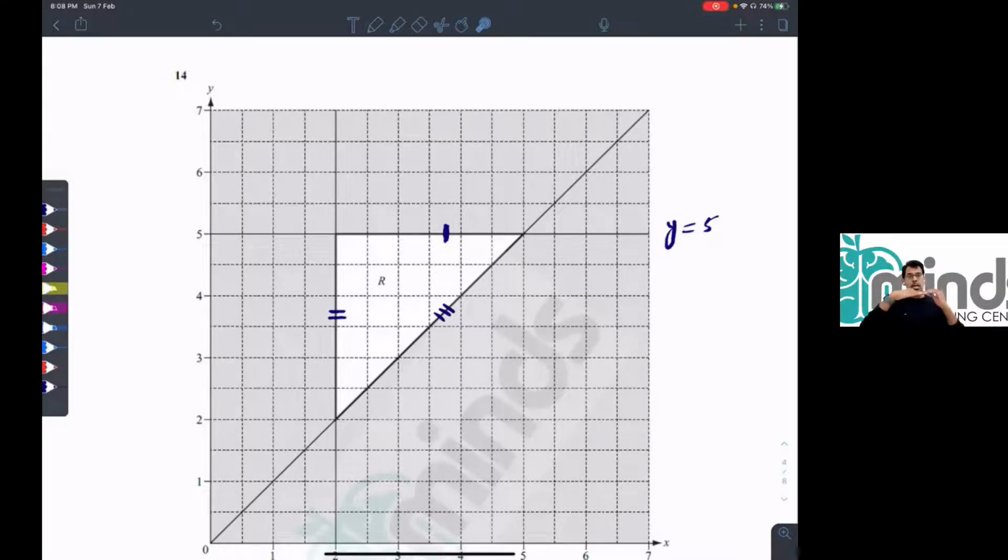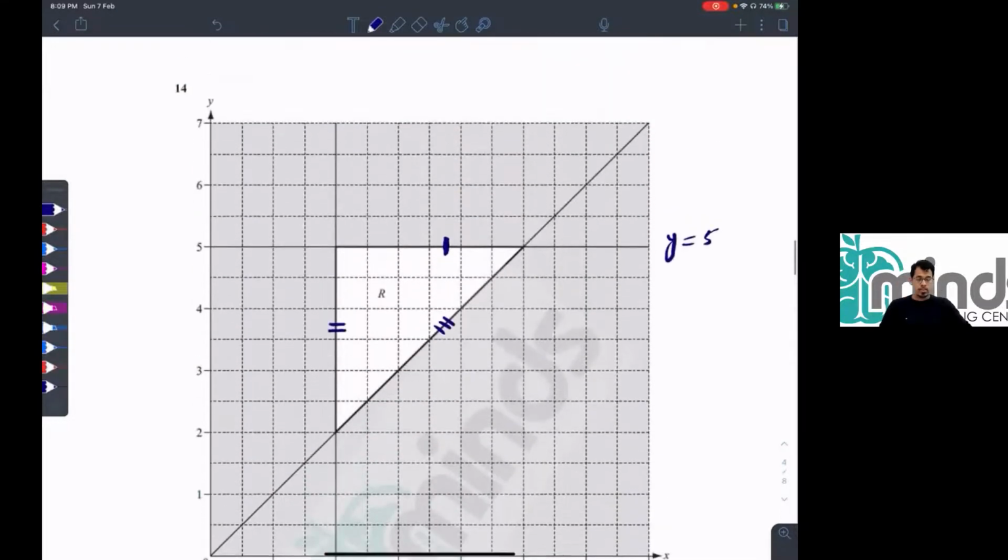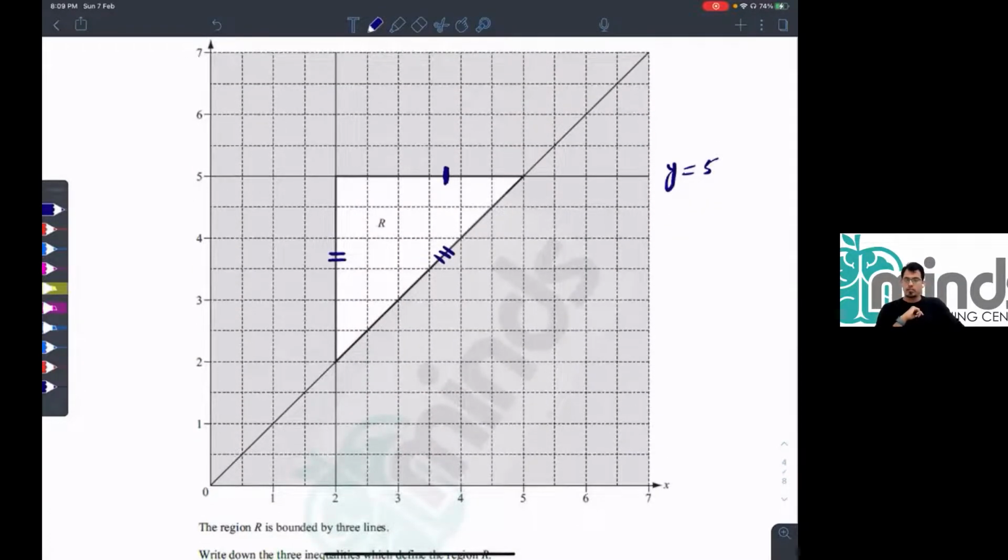The region R is above the line or below the line? Yes, below the line. So it means that y is less than or equal to 5, because we are talking about below the line.